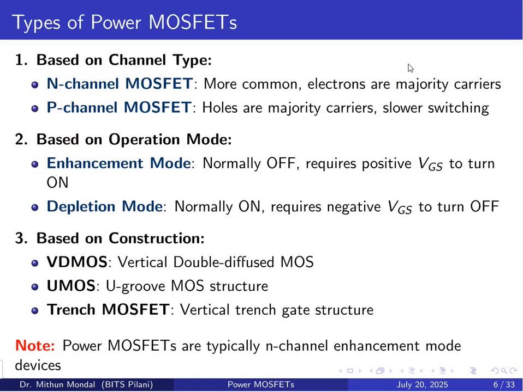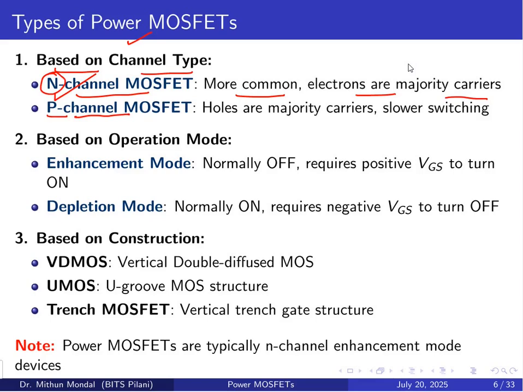When we talk about the types of power MOSFET, the first category is based on the channel type. In the channel type, you have the N-channel MOSFET and the P-channel MOSFET. The N-channel MOSFET is the more common. Electrons are the majority carriers there, because N stands for electrons.